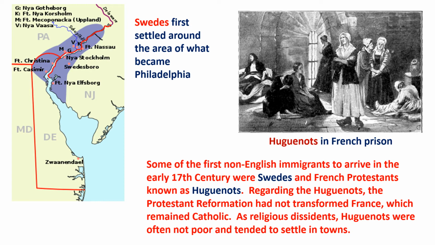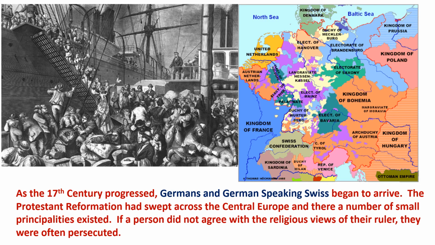Some of the first non-English immigrants to arrive in the early 17th century, the early 1600s, were Swedes and also French Protestants known as Huguenots. Regarding the Huguenots, the Protestant Reformation had not transformed France, which remained Catholic. As religious dissidents, Huguenots were often not poor, and they tended to settle in towns. Here you can see on a map on the left, the Swedes first settled around the area that eventually became Philadelphia.